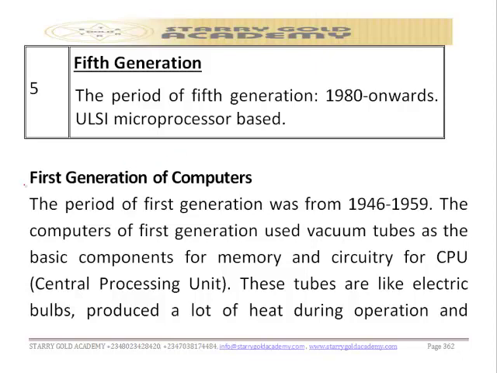Now let's take them one after the other. First generation of computers. The period of the first generation was from 1946 to 1959. The computers of the first generation used vacuum tubes as the basic components for memory and circuitry for the CPU, central processing unit. These tubes are like electric bulbs and produce a lot of heat during operations.